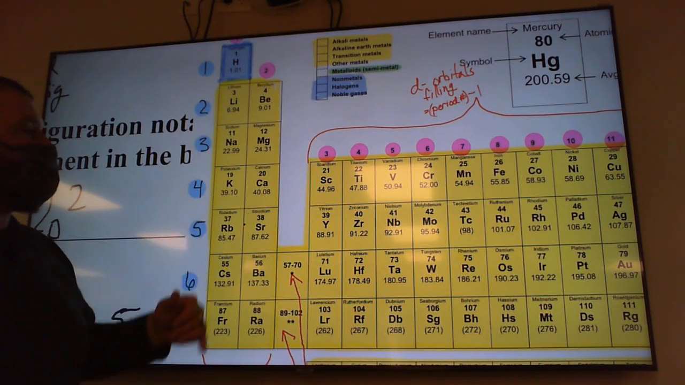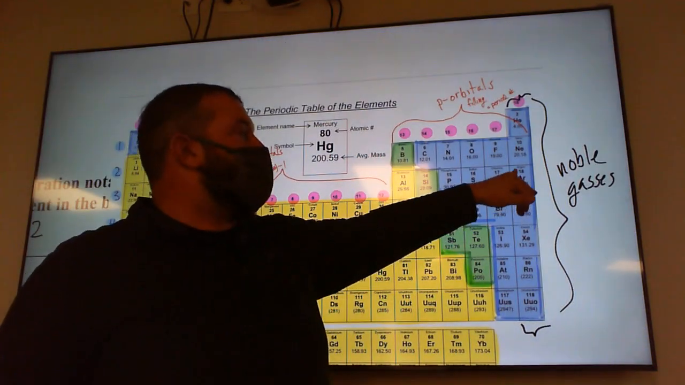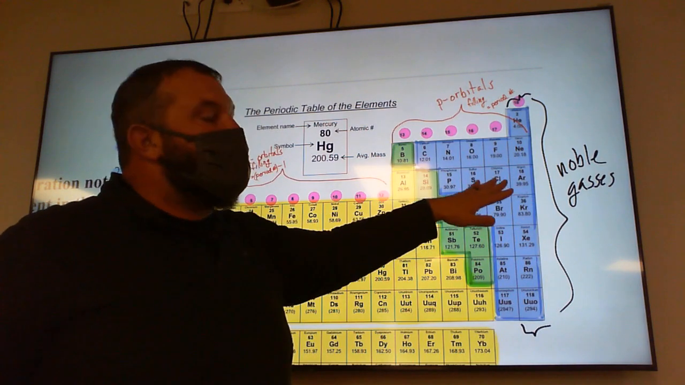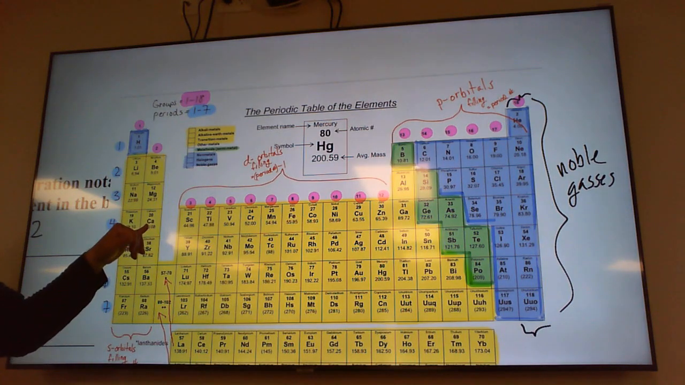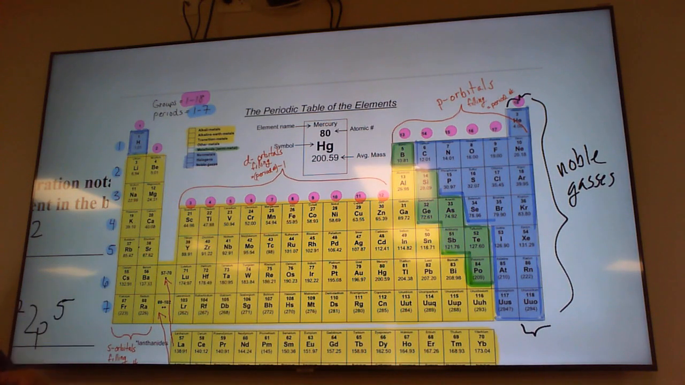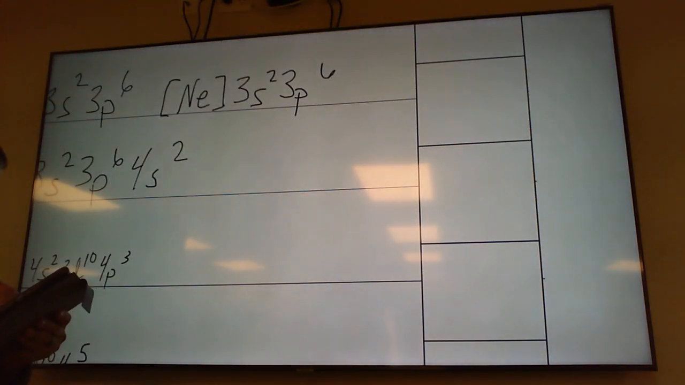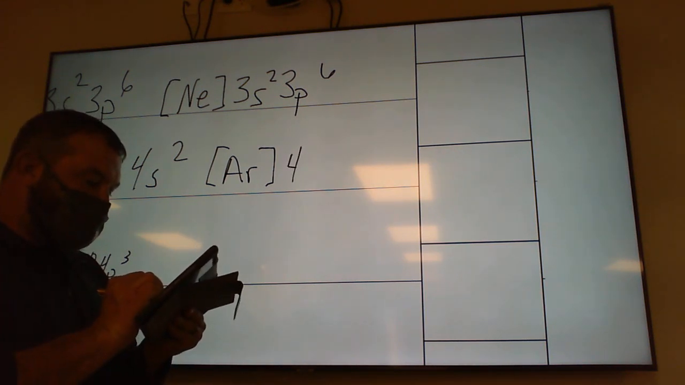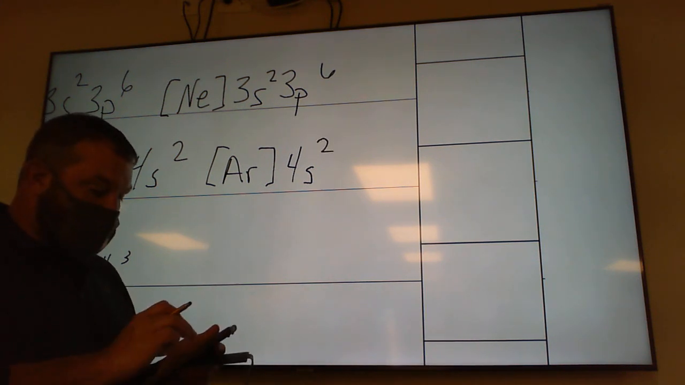It ends in 4s2. The noble gas that comes before it is going to be argon, 18. I know that argon ends in 3p6. I know calcium picks up at 4s. So all I have to do is put argon in brackets. I know argon leaves off at 3p6, so I want to pick up where argon leaves off, and that's 4s2.